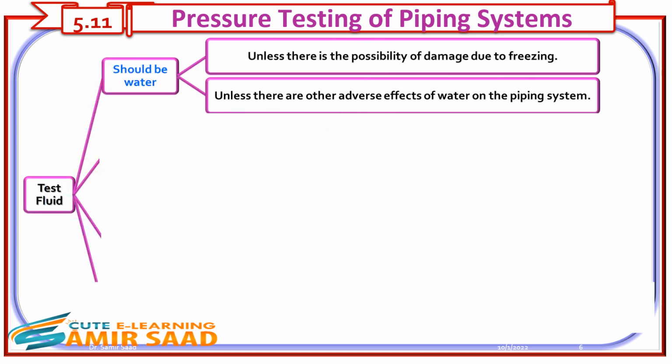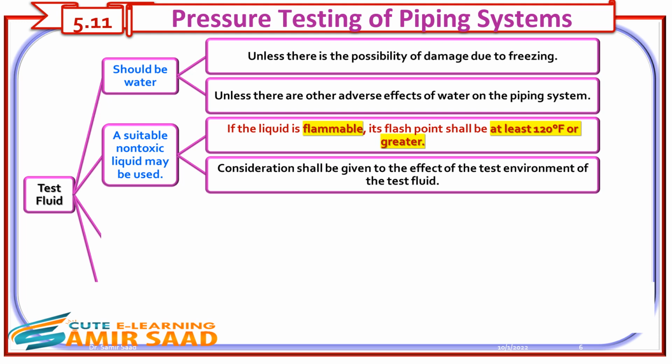Test fluid should be water, unless there is the possibility of damage due to freezing. Unless there are other adverse effects of water on the piping system, a suitable non-toxic liquid may be used. If the liquid is flammable, its flash point shall be at least 120 degrees Fahrenheit.